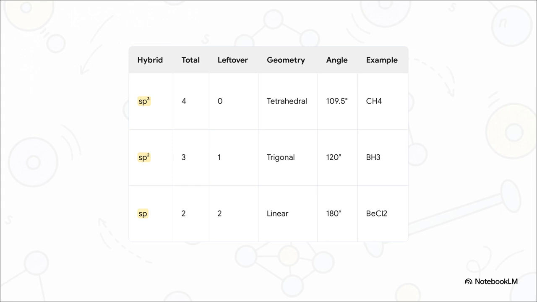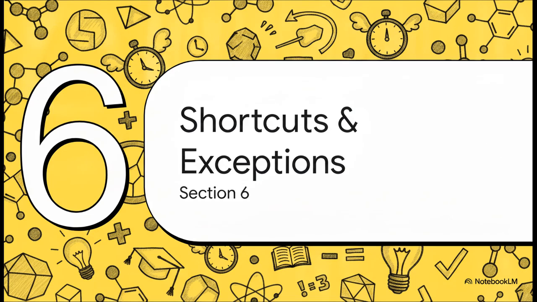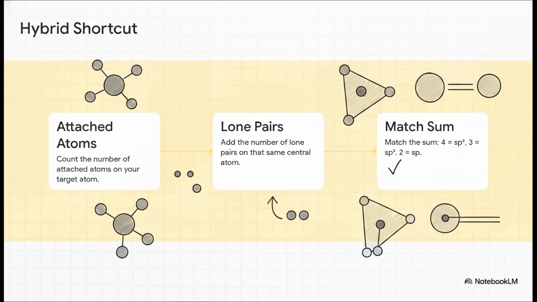It's that easy. Section 6, Exam Shortcuts and Exceptions. And speaking of counting, let's introduce a highly practical shortcut designed to save you tons of time on your next exam. Here is your bulletproof shortcut for figuring out hybridization in seconds. Step 1, count the number of attached atoms on your target central atom. And let me be super clear here. Count the atoms, not the bonds. A double or triple bond still only connects to one atom, so it just counts as 1.